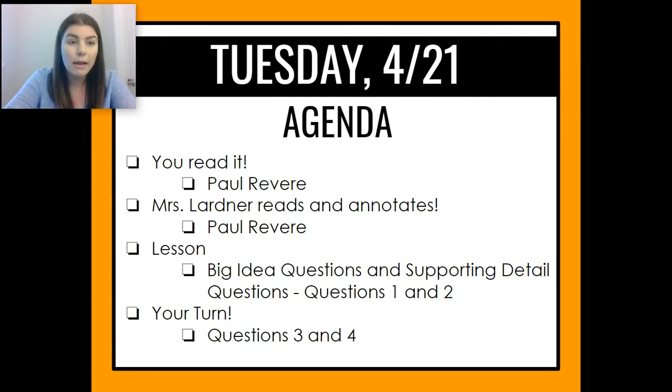Remember, when you're reading on your own, it's really important that you are filling out an organizer depending on whichever text you're reading. After you've given it a try, you'll click Next, and then I will read the text to you and practice some of my annotations, and you'll get to watch that and then answer a few questions. After we've read the text and annotated, we'll go through our lesson where we talk about big idea questions and supporting detail questions, and then we'll answer two questions together.